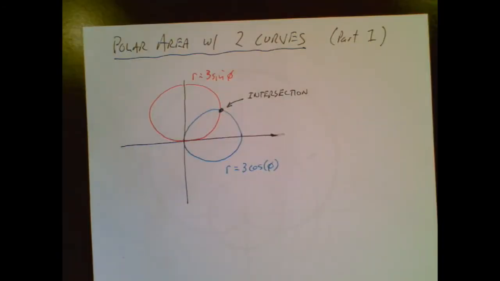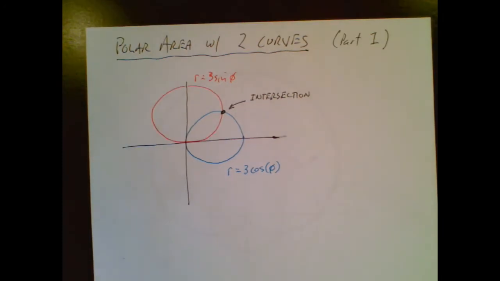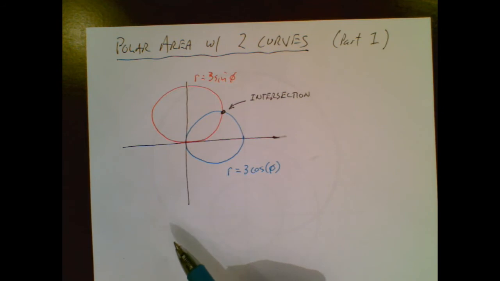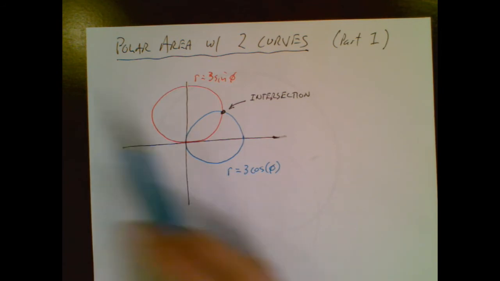Well, in the case you're looking at here, we've got two beautiful circles. 3 sine theta makes a perfect circle. 3 cosine theta makes another perfect circle. We're looking for the area caught between the intersection of these two, like a good old-fashioned Venn diagram.